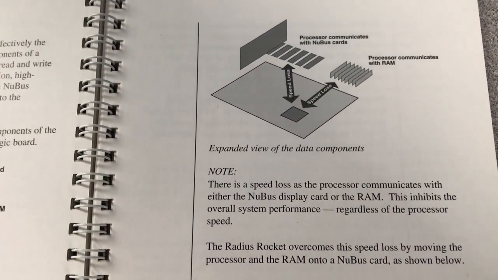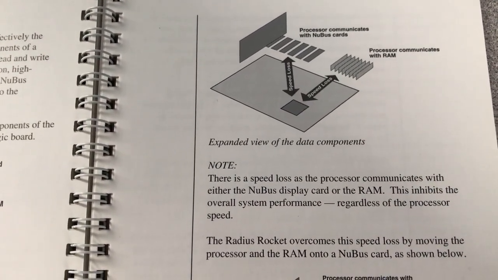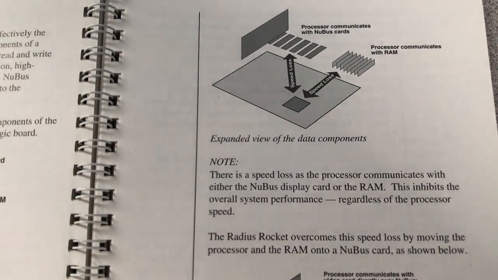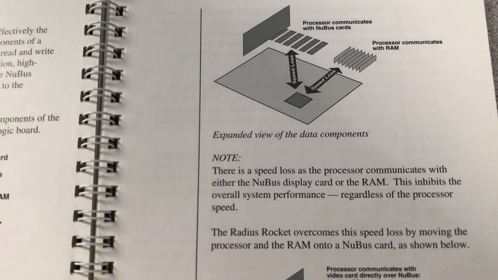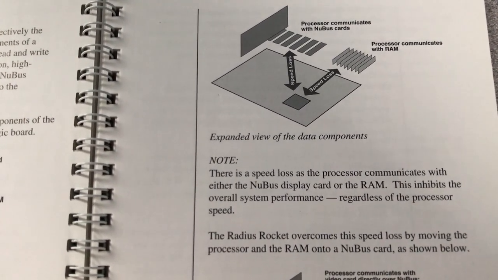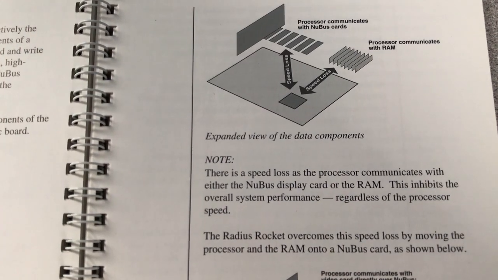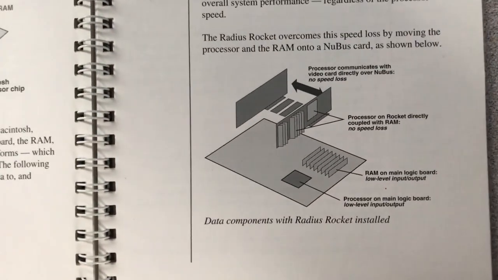Here is a typical Macintosh 2 without an accelerator card. As you can see, there is a speed loss when the host processor has to speak to the RAM or to the Nubus. This is just due to the way Apple designed the system board. The Rocket resolves these bottlenecks.